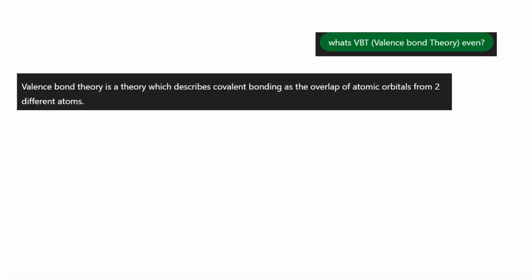But wait, what's valence bond theory even? Well, valence bond theory is a theory which describes covalent bonding as the overlap of atomic orbitals from two different atoms. Let's break down some key terms in this definition, namely, what is covalent bonding? What does overlap of atomic orbitals mean?